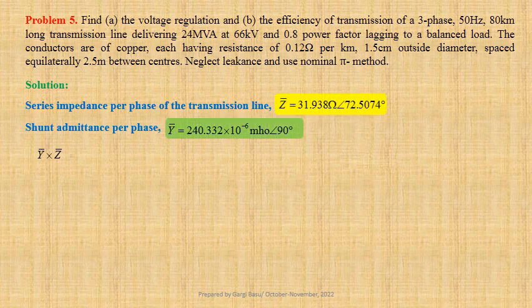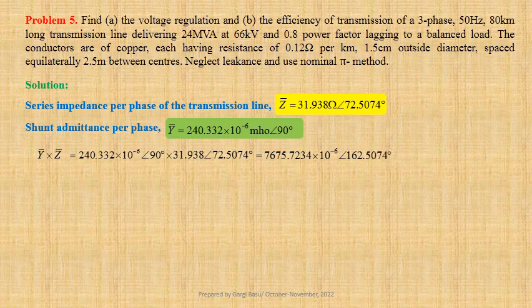Using values we get 240.332 into 10 to the power minus 6 at an angle 90 degree into 31.938 at an angle 72.5074 degree. That gives us 7,675.7234 into 10 to the power minus 6 at an angle 162.5074 degree. This may be written in Cartesian form as minus 0.0073208 plus j times 0.002307.